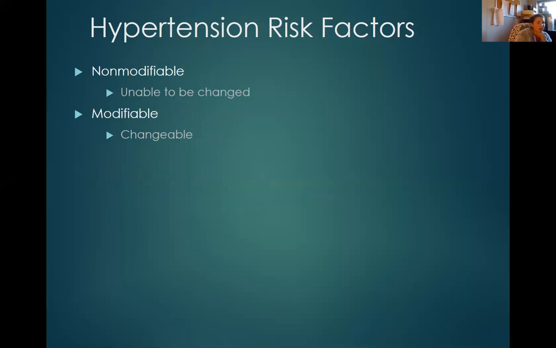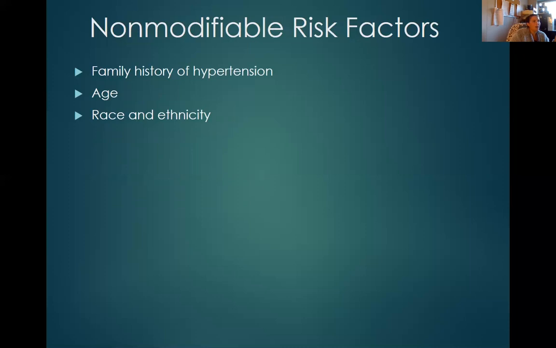So risk factors for hypertension. We talked briefly about modifiable and non-modifiable. Non-modifiable are things that a person cannot change no matter what. It's going to be kind of born into them. And then modifiable are lifestyle modifications that we can make. So non-modifiable risk factors: family history of hypertension, age, race, ethnicity. These are things that we cannot alter. They are the way we are born.